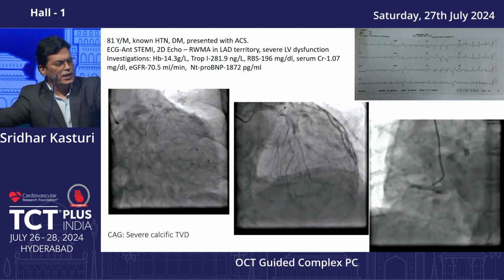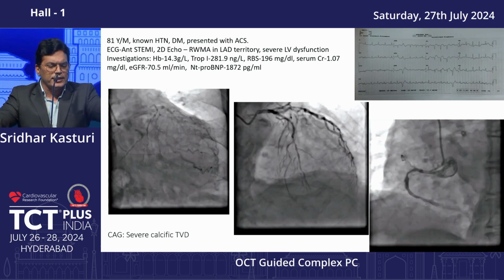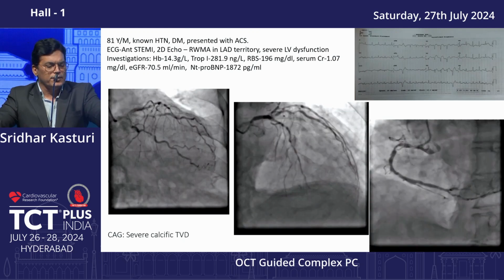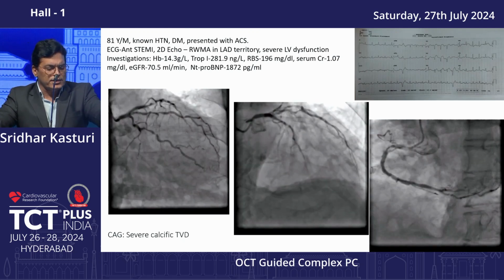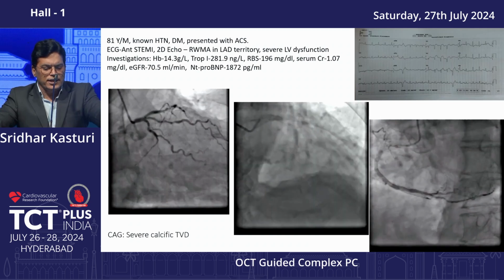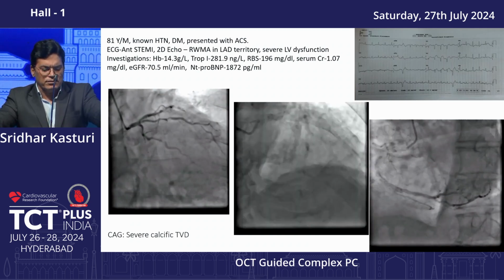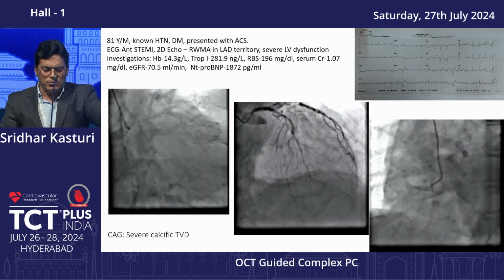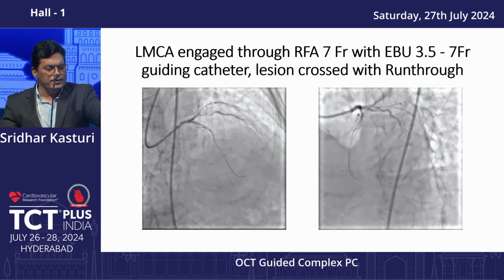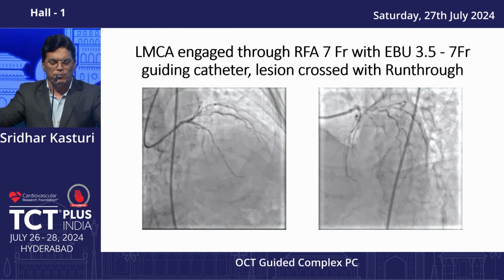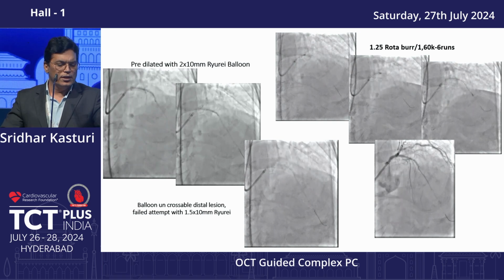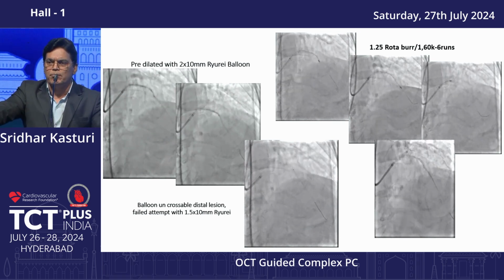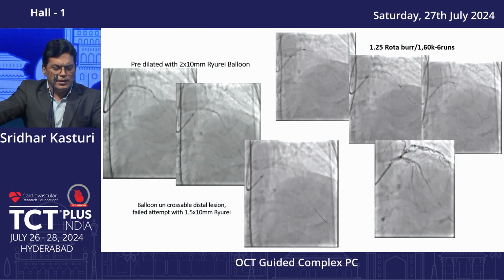This is another case, you see the LAD diffusely diseased. Patient came with anterior STEMI, 2D echo showed regional wall motion abnormalities in LAD, severe LV dysfunction, and LCX also OM is diseased. LAD top to bottom severely diseased and distally there is no flow, and RCA reasonably good, that is also diseased. Then LMCA was engaged with 7 French EBU 3.5, Runthrough was used, pre-dilated with 2.1. But distally we were unable to cross with the balloon. This is a balloon uncrossable lesion of the distal lesion.